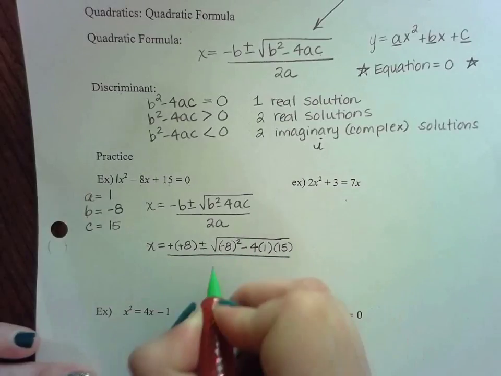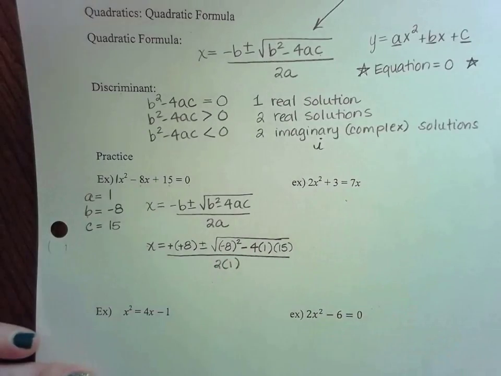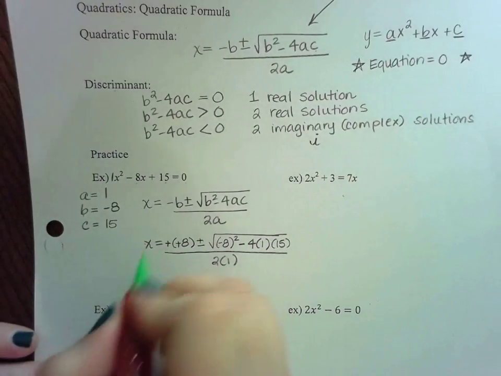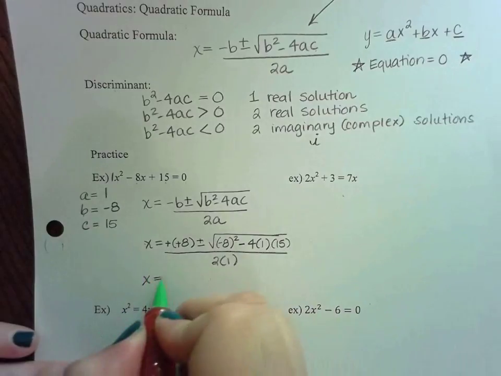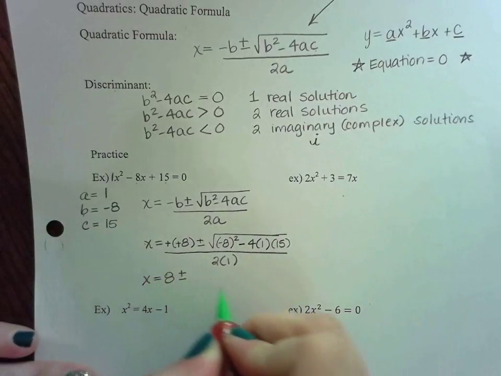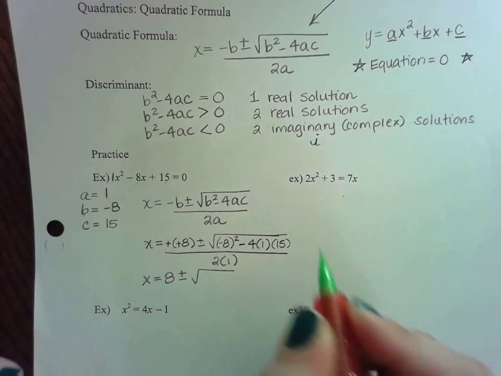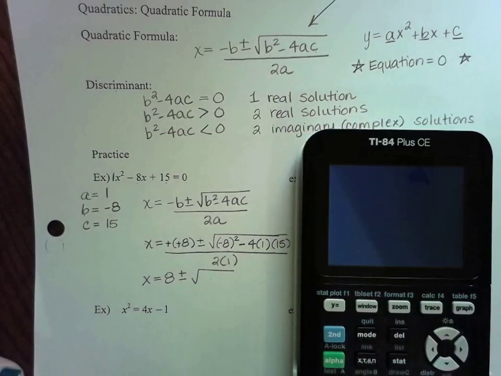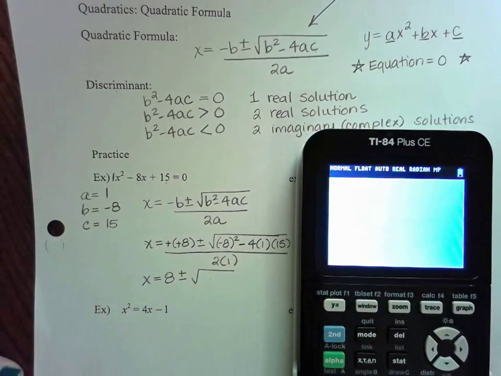All over 2 times 1. So, x equals, keep simplifying. 8 plus or minus square root. Now, we can use our calculator to help us simplify this. So it looks like we're going to do negative 8 squared minus 4 times 1 times 15.